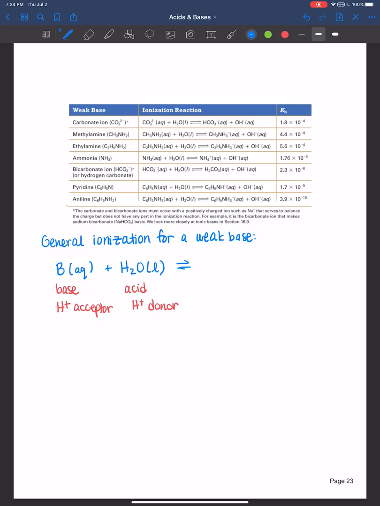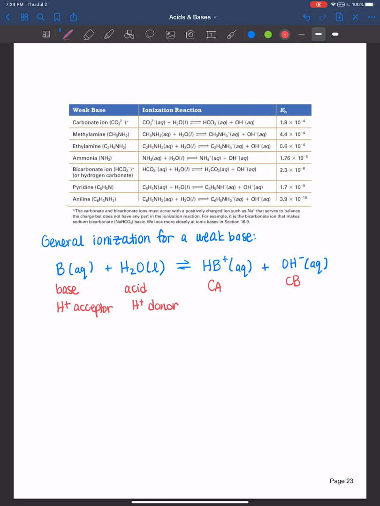If my base is accepting a proton, it turns into HB. Originally in this equation here, it was neutral. So now it turns into positive, and that is the conjugate acid of my base. And the conjugate base of the water, which is acting as an acid, donated a proton. So it lost a proton here. It turns into hydroxide. So that's the conjugate base, as we see here.